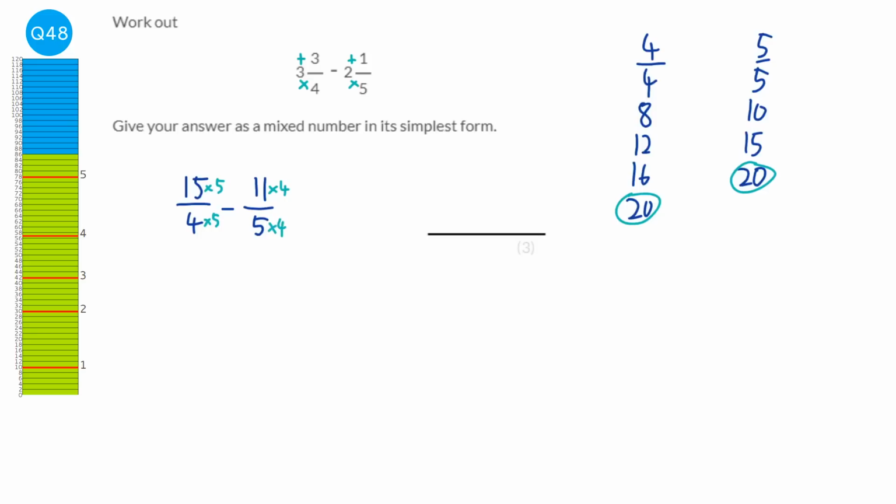So when we do that, we get 75 over 20, and 11 times 4 is 44 over 20. Subtract the tops and we get 31 over 20. This is improper, so we can take away one lot of 20 from the top, which will give us 1 and 11 over 20, and that is actually our answer.